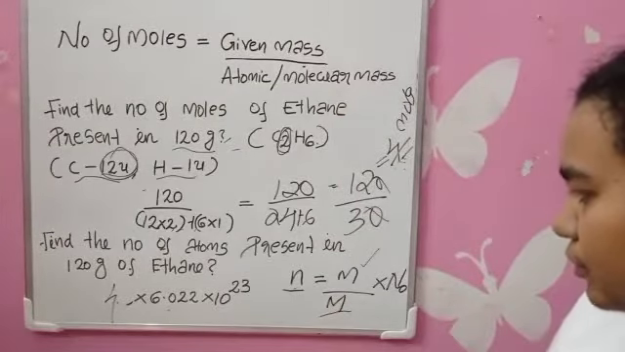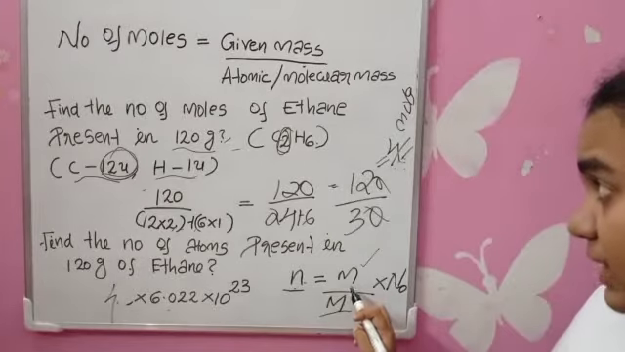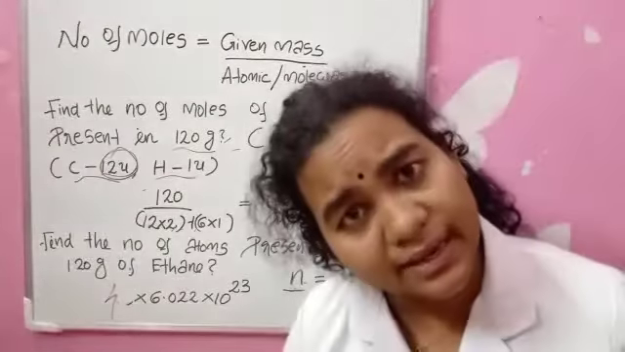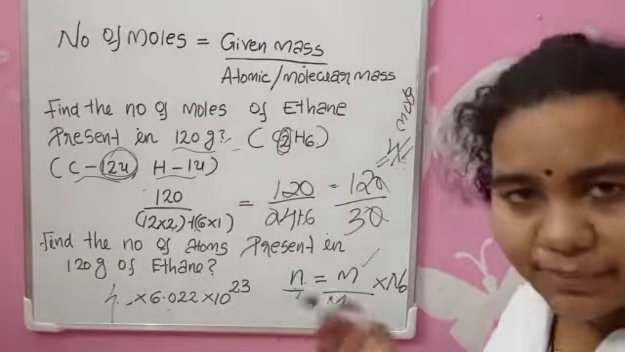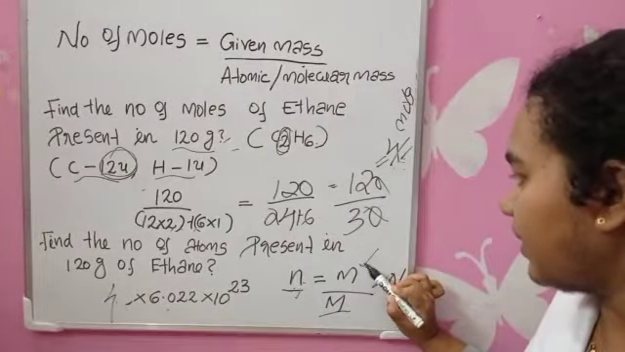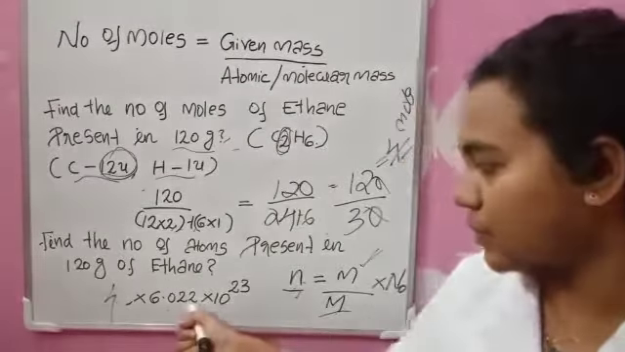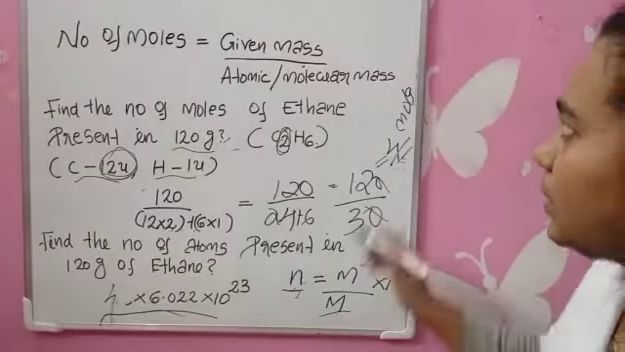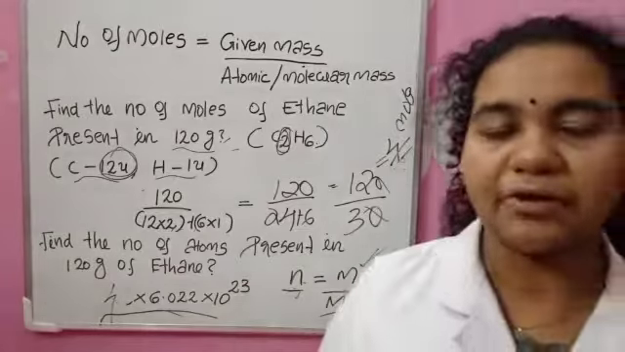The number of particles can be calculated by a formula. If they are asking how many atoms or how many particles, we use the number of moles formula again: given mass by molecular mass into Avogadro number, that is 6.022 into 10 raised to 23. If you calculate this, you will get the answer. That is, we have to multiply the number of moles by the Avogadro number.